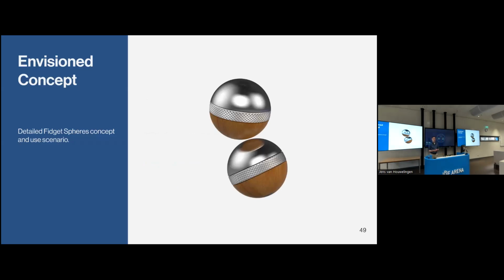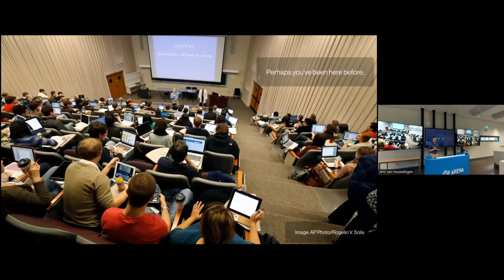So the envisioned concept I'm calling the Fidget Spheres. They are 2 spheres with a ring around them. And I'll explain where they're used and then more about them. So once it loads, this next scene might look familiar to you.